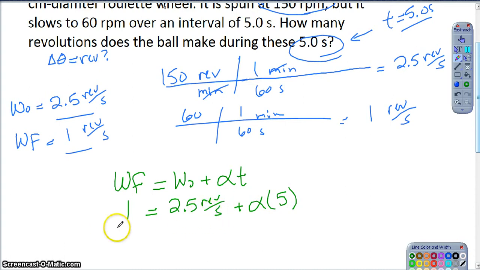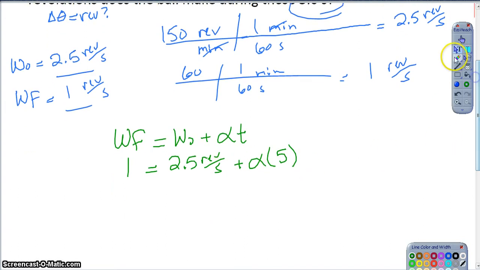And you guys could obviously certainly convert these to radians per second as well, and then just convert back for your final answer. But anyway, solving this out, I get negative 1.5 divided by 5. So my acceleration is negative 0.3 revolutions per second squared.